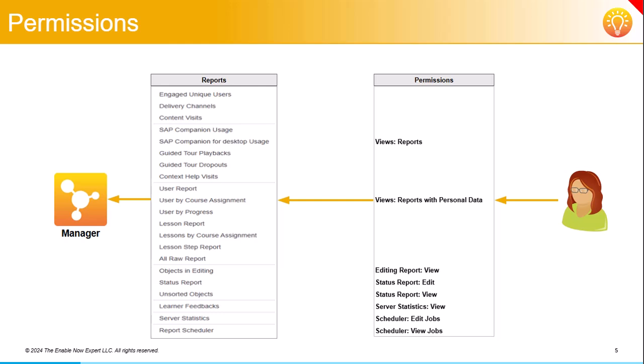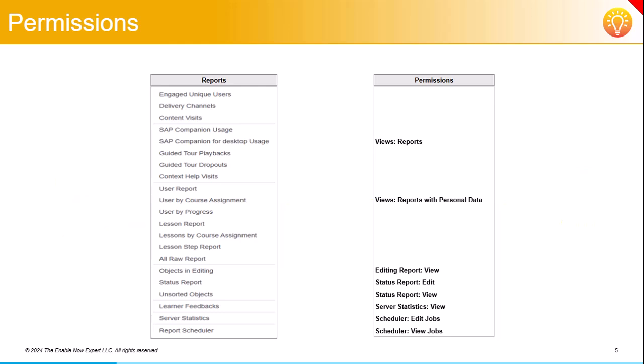contain user-specific information. Basically, any report where you can see tracking data for a specific user. This has been done to ensure that data privacy laws, primarily those in the EU, are being adhered to. So starting in 24.11, the Views Reports permission only gives access to the SAP Companion Usage, SAP Companion for Desktop Usage, and Guided Tour Playbacks reports.